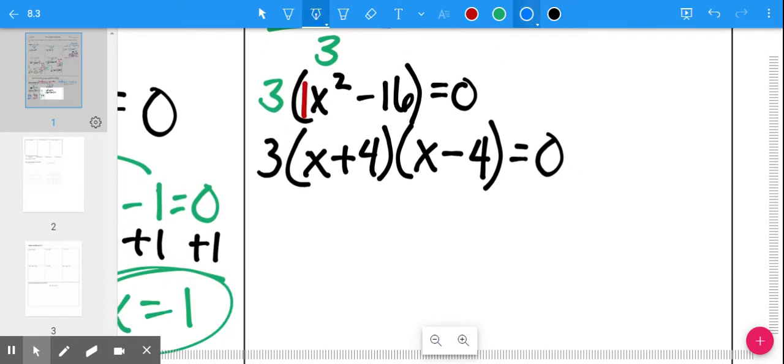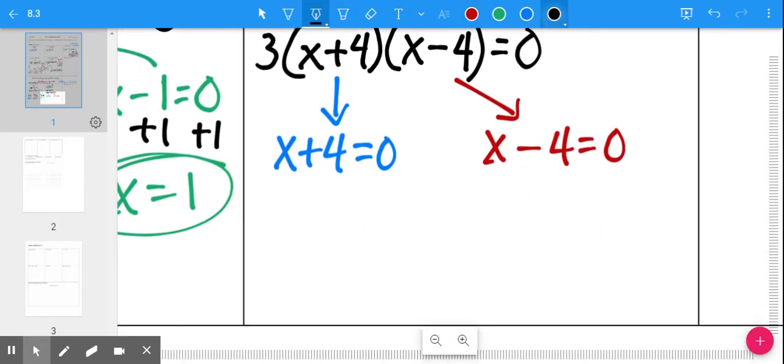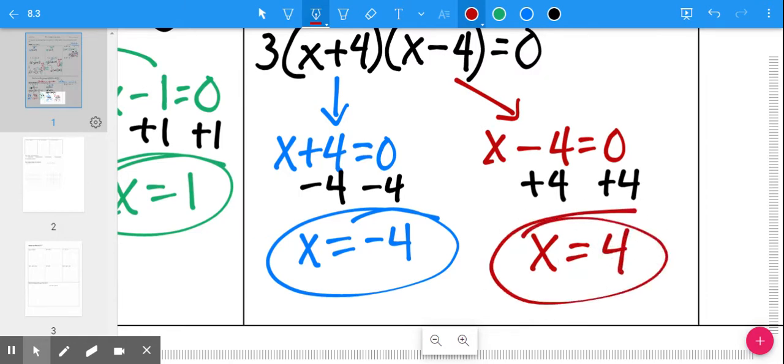So now there's no x with the 3, so we don't have to worry about that. We are only setting the two binomials equal to 0. So you're solving for x each time. That 3 on the outside does not have an x, so we don't worry about it when solving. In order to solve this first equation, x plus 4, the opposite of plus 4 is minus 4. x equals 0 minus 4, which is negative 4. The other one, x minus 4, the opposite of minus 4 is plus 4. So x equals 0 plus 4, which is 4. Those are your solutions.